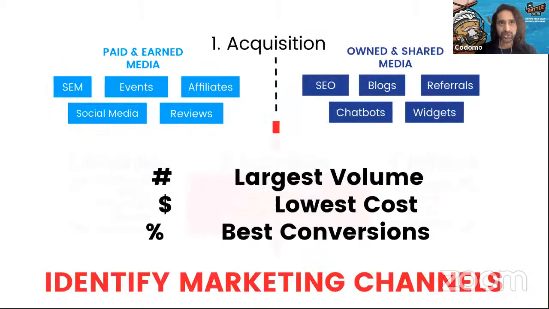So again, when you're doing this, you're trying to find the largest volume, lowest cost, and best conversions, right? So identifying marketing channels based on these three things: largest volume, so what yields the biggest volume of views, because right now we're still at the acquisition stage, right? So how many strangers will be able to see what you're doing or have access to what you're doing at that point? And how much will it cost you? And what yields the best conversions?